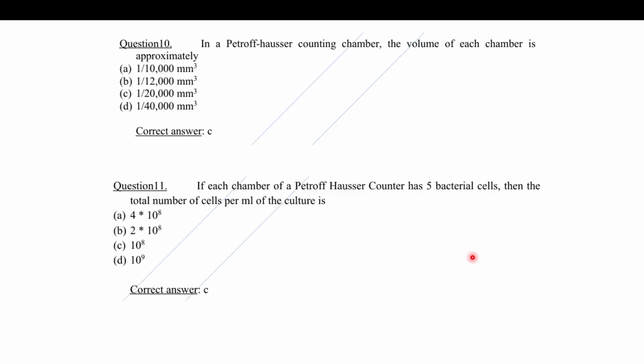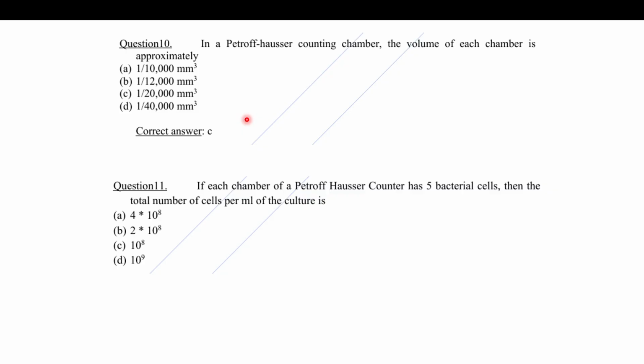So the next two questions are about this chamber only. In a Petrov-Hausser counting chamber, the volume of each chamber is, this is a straightforward answer, what we looked at: option C, 1 by 20,000 millimeter cube.